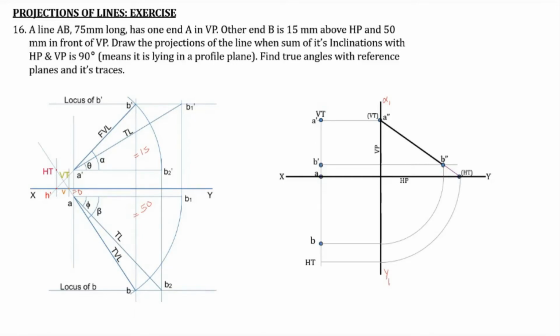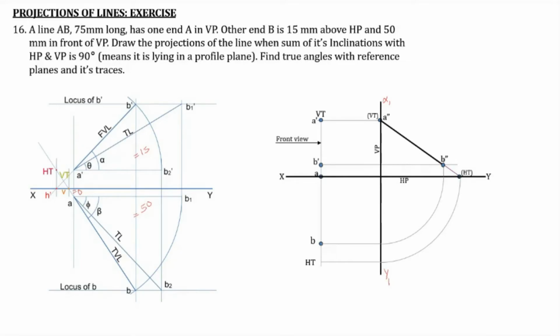And this line in the side view represents the VP, and this line in the side view represents the HP. So the XY line represents HP in the front view and VP in the top view. Likewise, this vertical line represents VP in the side view, and this horizontal line, the XY line itself, represents the HP in the side view.